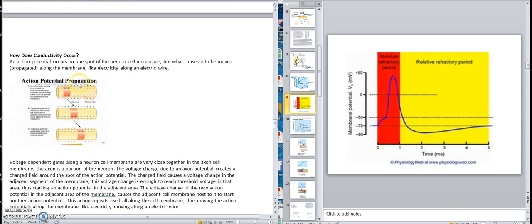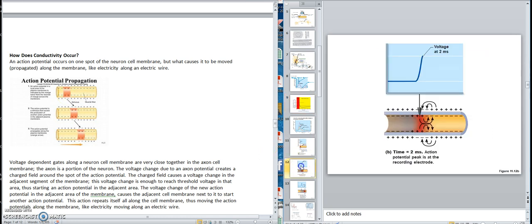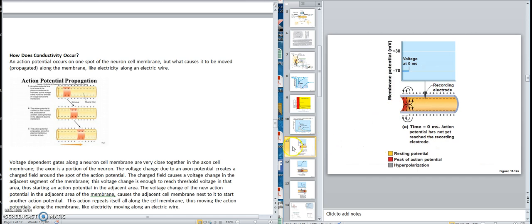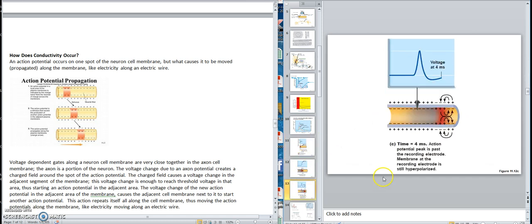Now we go to, how does conductivity occur? Remember, all of this was happening on one spot. Now, how do we get this thing to conduct? How do we get it to move? How do we get it to start here, then move to the next spot, and then move to the next spot, just like an electric wire? How do we get this conductivity to occur?